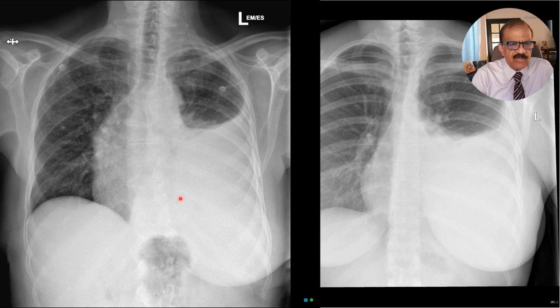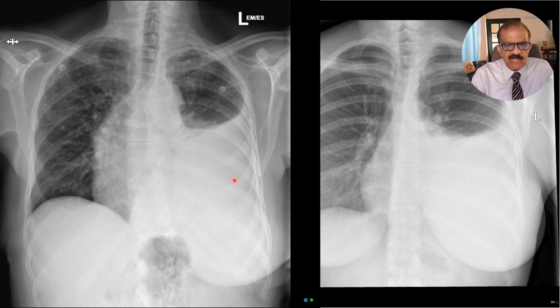If you see this X-ray, there is a much bigger opacity just like the previous one, but this opacity is very much like those because it is homogeneous. There is no costophrenic angle, there is no cardiophrenic angle somewhere here. There is a classical curvilinear border. You don't see lung markings here, and this is normal lung.